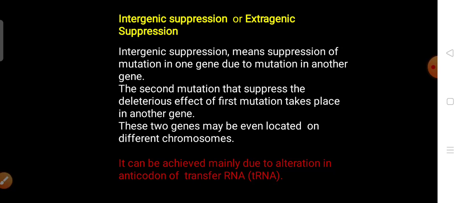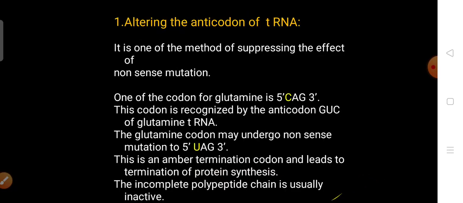And how is this extragenic or intergenic separation achieved? It can be achieved mainly due to alteration in the anticodon of tRNA, where the anticodon of tRNA is changed. How does it suppress the effect? Now see, there are nonsense mutations. We have discussed it earlier. What is a nonsense mutation?